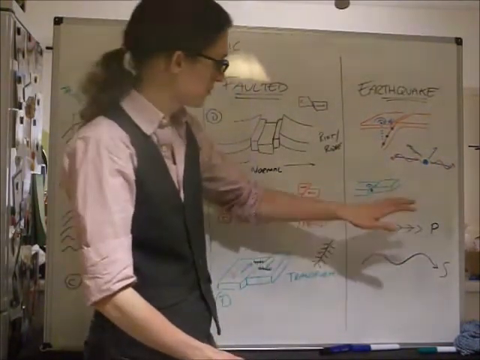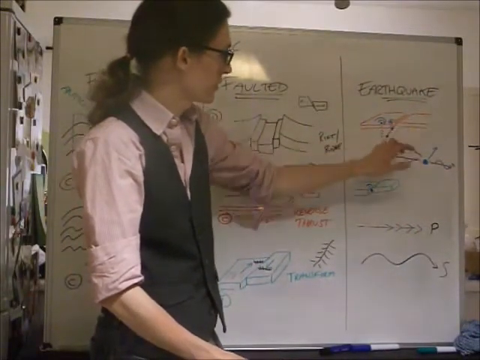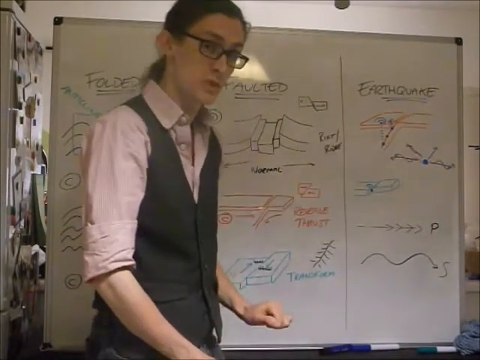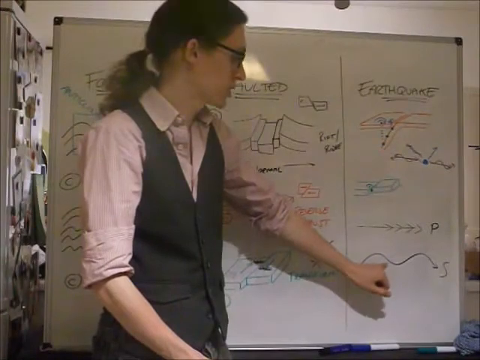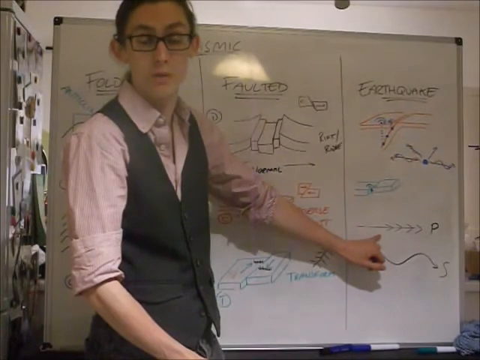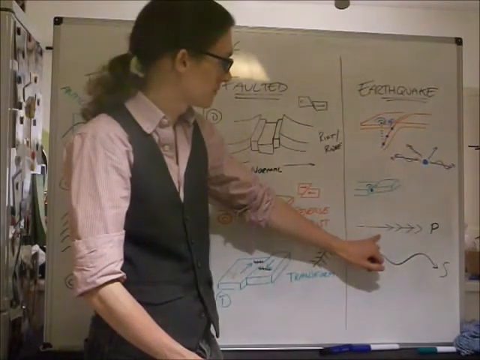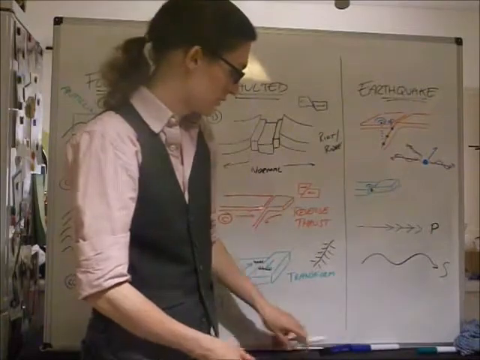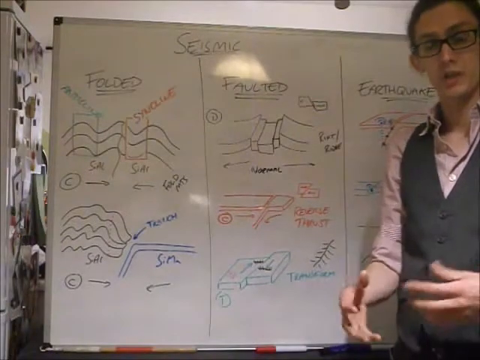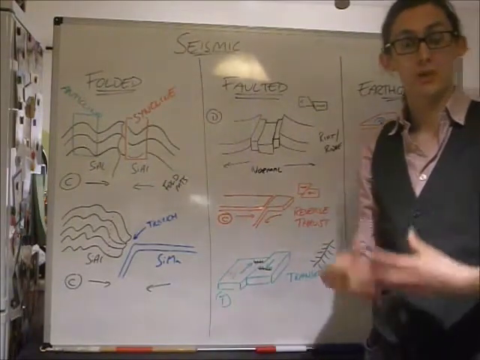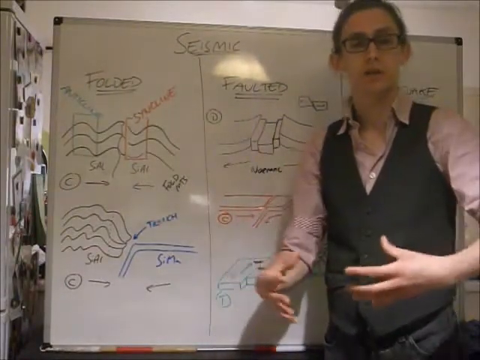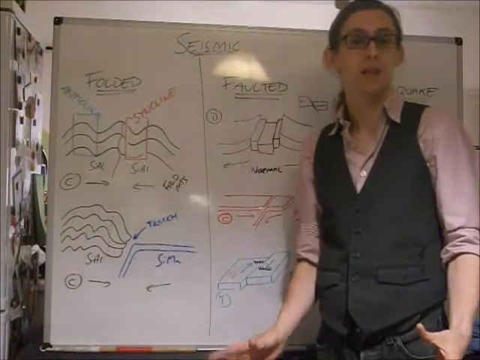So to recap those, the shallower the focus, the closer to the plate boundary. The shallower the focus, the more shaking from the secondary wave, and the less time warning you get from the primary wave. So overall, in terms of the effect on landforms, earthquakes can do small scale disruption, and if it's a shallow focus one, it can create a lot of disruption. But faults and foldings create big intercontinental landforms.